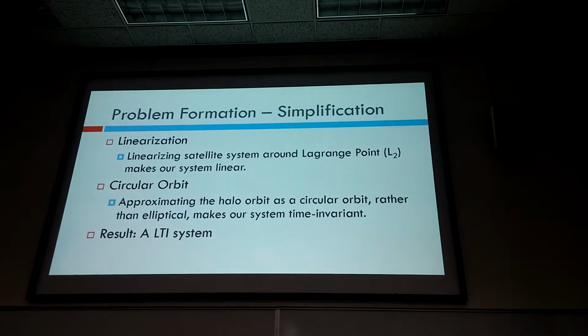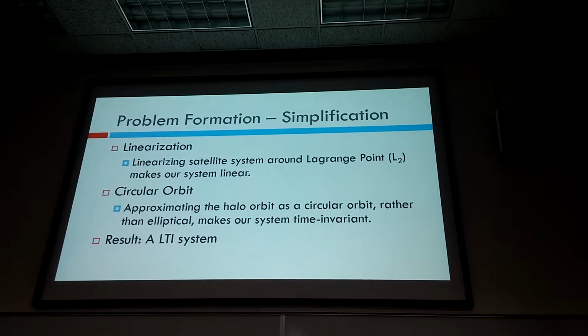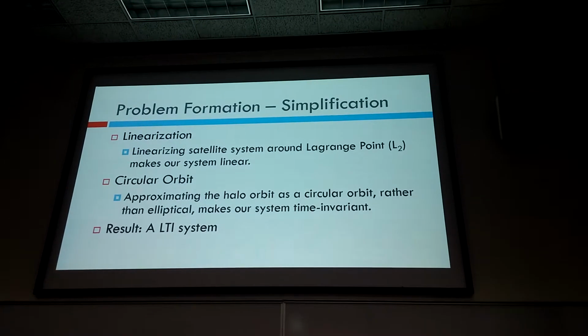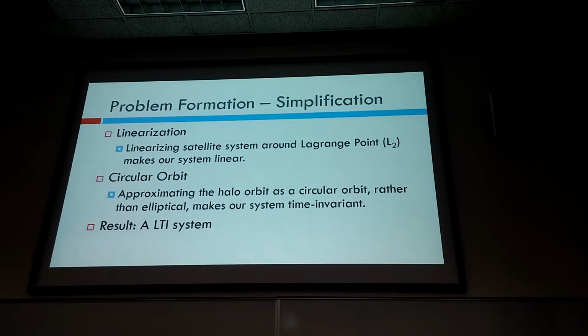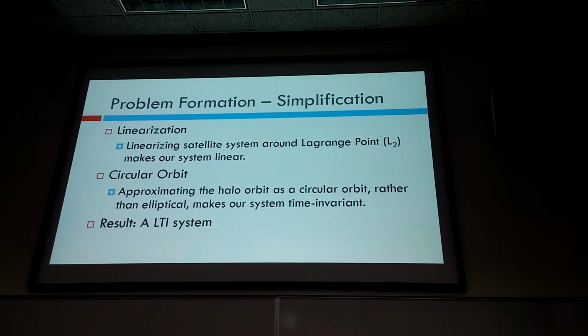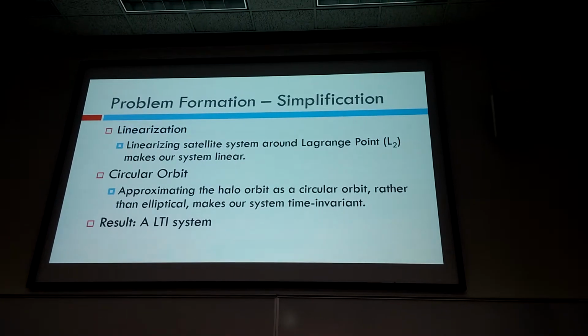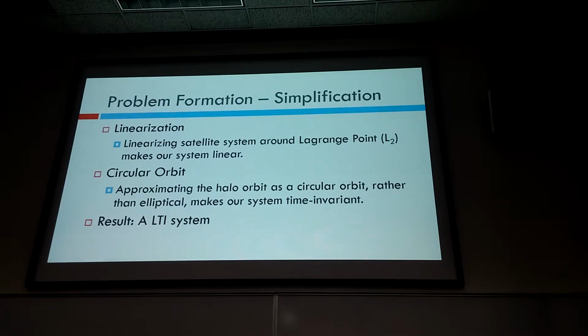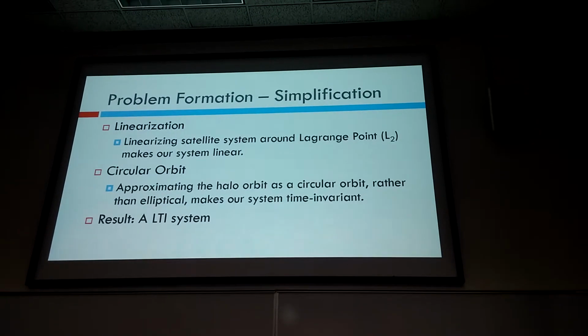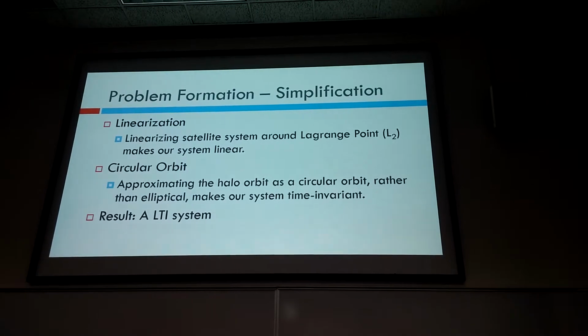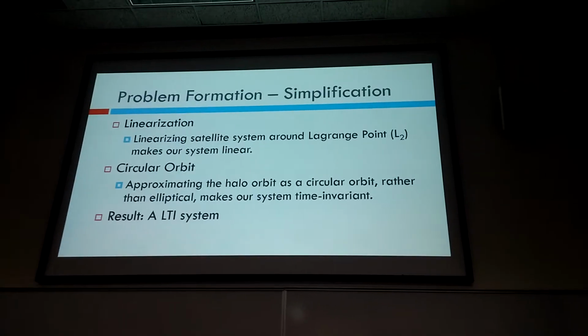So now that we've talked a little bit about our problem, namely having a satellite in a halo orbit, we're going to start talking about the states of our satellite system. But before we do that, we want to first simplify it. So what we're going to do is linearize our satellite system around one of the Lagrange points. This makes our nonlinear satellite system a linear one.